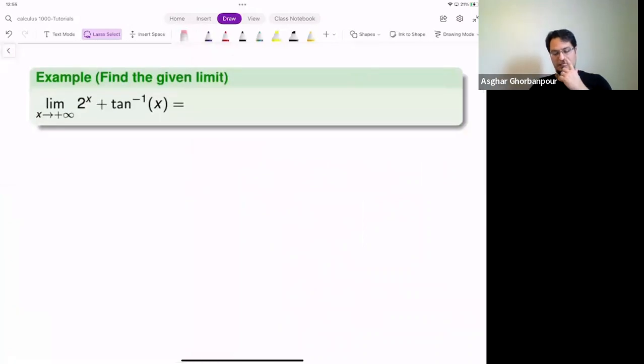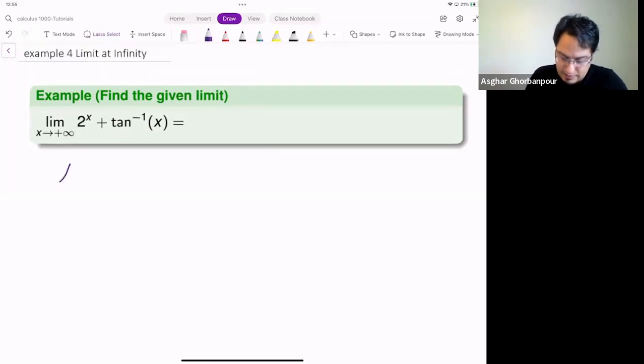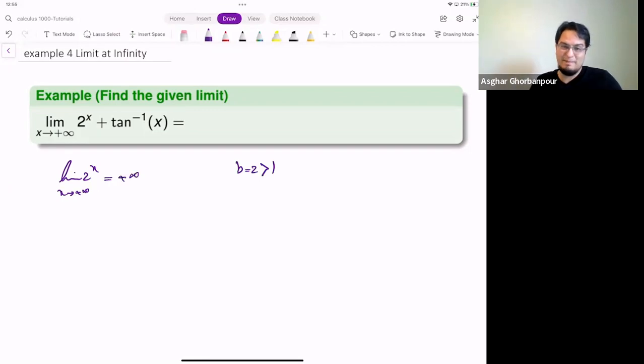Example 4. This is nice. When x goes to plus infinity, you should see that the limit of 2 to the power x as x goes to plus infinity is plus infinity. This is an exponential function, and the base is 2, which is bigger than 1. And the limit of tan inverse of x as x goes to plus infinity is pi over 2.